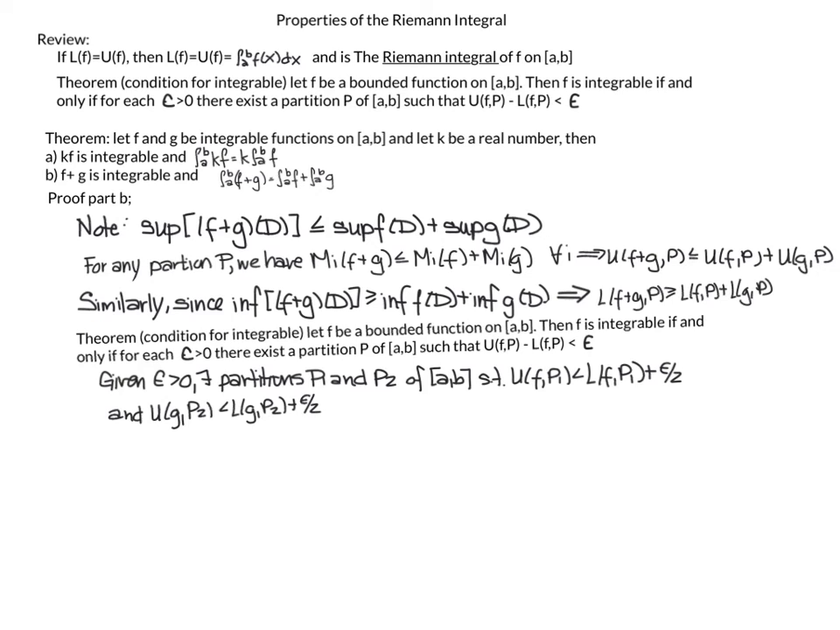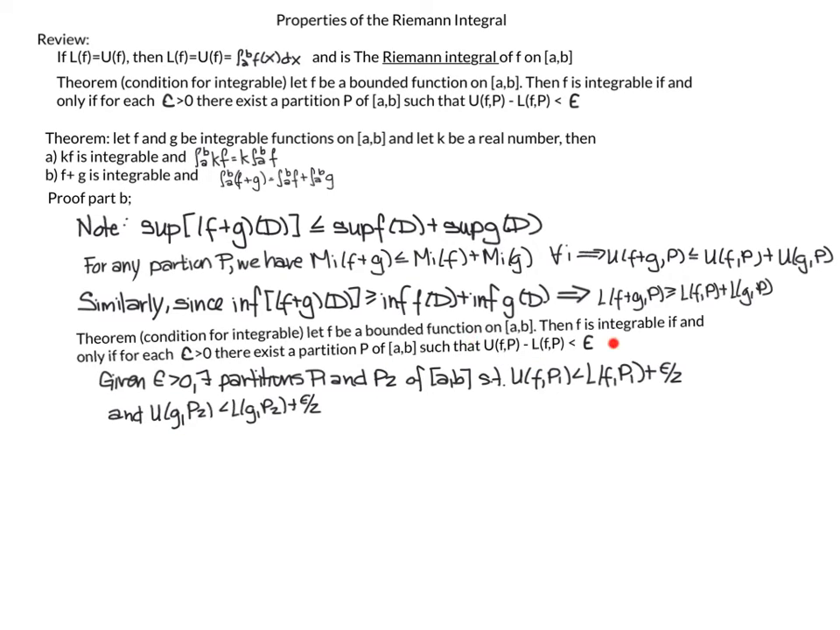Given this theorem, the condition for integrability: if f is bounded on [a, b], then f is integrable if and only if, for any epsilon greater than 0, there exists a partition such that the upper sum with respect to the partition minus the lower sum with respect to the partition is less than epsilon. So I am going to apply that to f and g because they're both integrable. So I'm going to have a partition P1 to apply to f and P2 to apply to g.